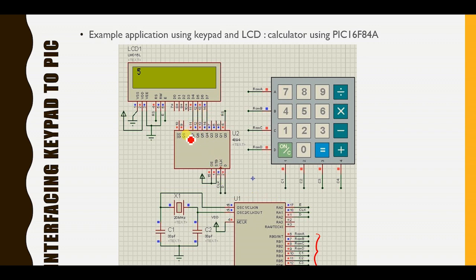You could also have another device like this one, an IC 4094, which controls the data that goes into the LCD. Okay, this is one of the possible ways, but we're not going to go into detail for this type of connection.